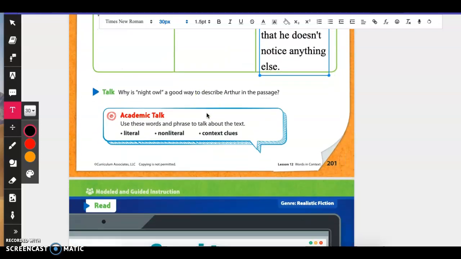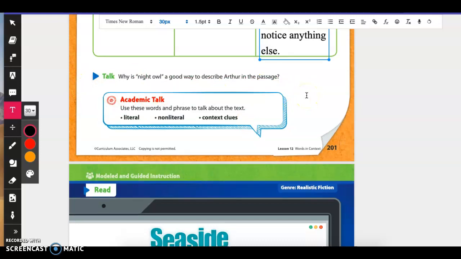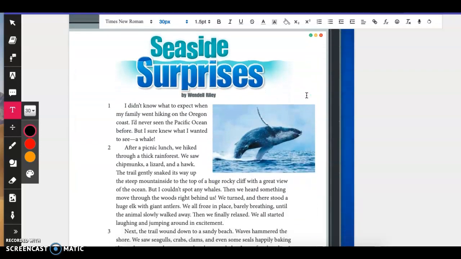The next portion of the activity is to talk. So you can talk with anyone in your home or anyone where you're staying and talk about this question. Why is night owl a good way to describe Arthur in the passage? As you are talking, please use these words: literal, non-literal, and context clues. Go ahead and pause your video and complete the talk portion now. After you have completed that portion of the exercise, go ahead and turn to our article for today, Seaside Surprises.